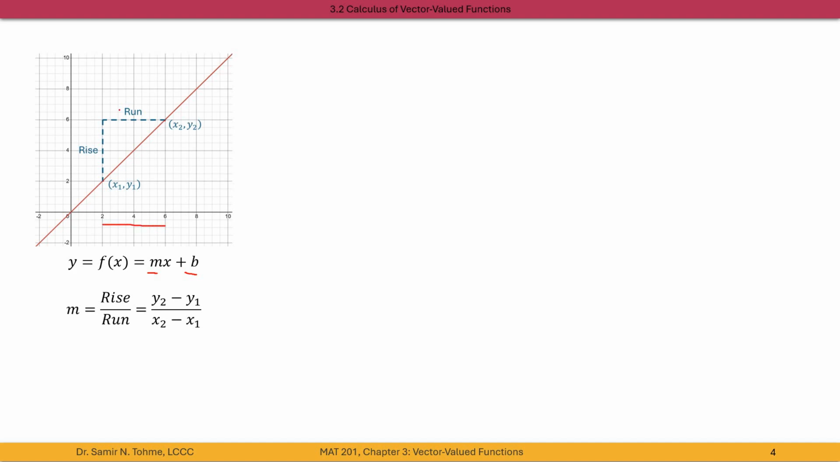This one is the run, and you have this formula for the slope, y2 minus y1 divided by x2 minus x1. Or it can be written as the slope equal to, instead of writing y2, we write f of x2, and y1 can be written as f of x1. So the slope is f of x2 minus f of x1 divided by x2 minus x1.